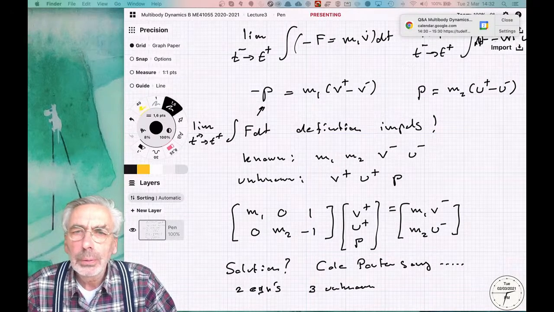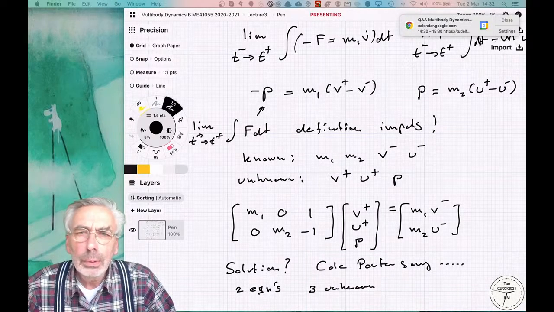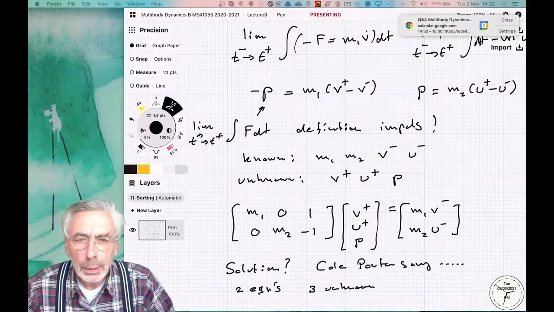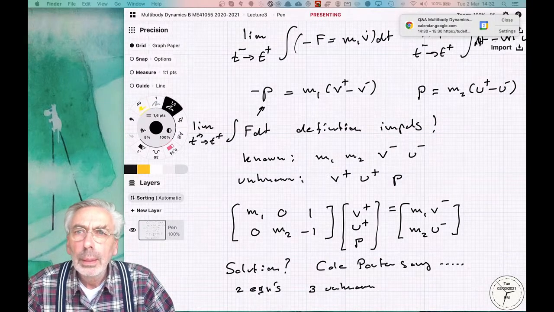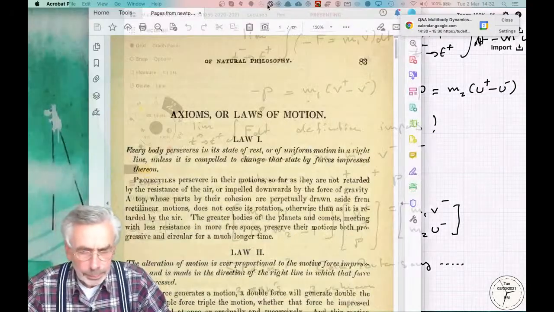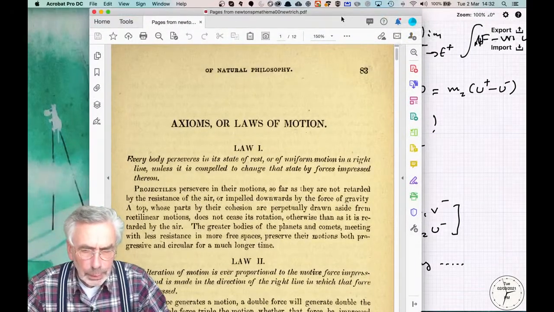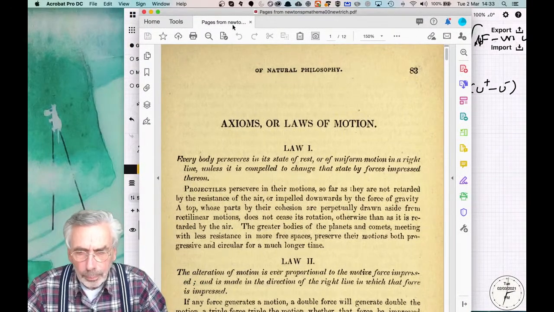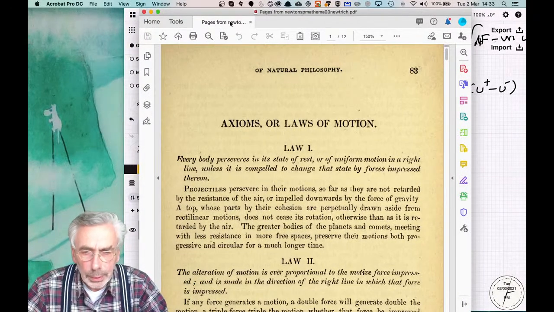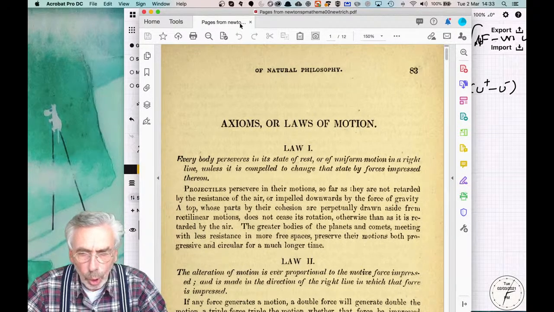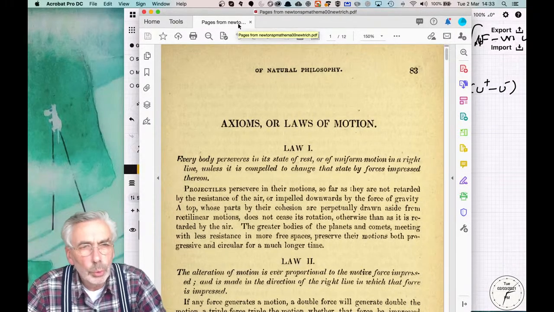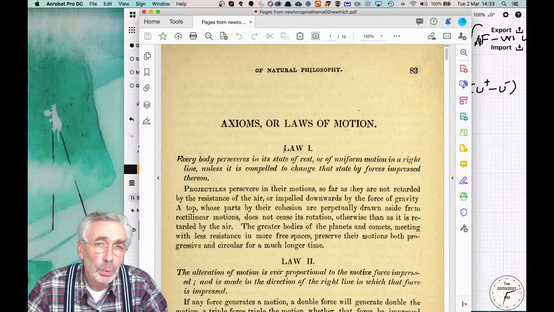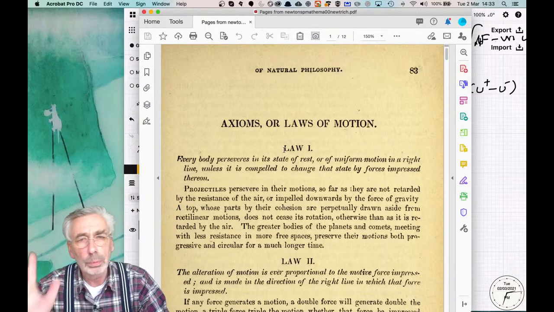Well, let's look in the literature. And I know a funny book, actually. Let's dig it up. And this is the funny book. The hint is already there. You see pages from Newton. Well, it's of course Newton, and this is his famous book. Of course, we haven't read it because we all know it.